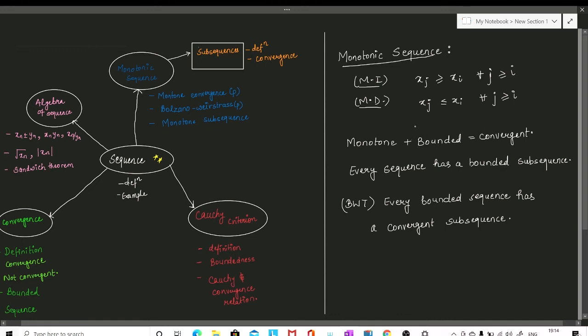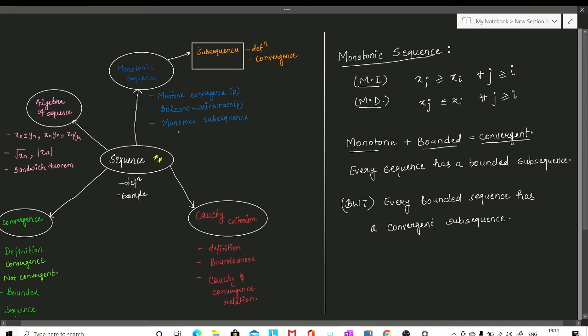Okay, this property of a sequence, being monotonic, gives you a very powerful result when it is combined with boundedness of a sequence. So a sequence which is monotone and bounded is definitely going to be convergent. This is called the monotone convergence theorem. Earlier we saw that boundedness was not enough for a sequence to be convergent, but if we add monotone to that, then definitely monotone plus bounded is enough for a sequence to be convergent.